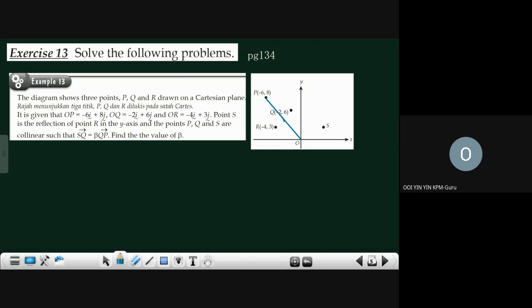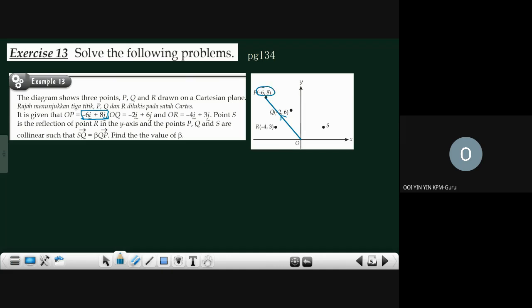O to P, this way. Okay, and then they give you also OQ. And one more thing: before that, you see OP, the vector is negative 6i plus 8j, right? Which is exactly the same as the coordinate, you see?